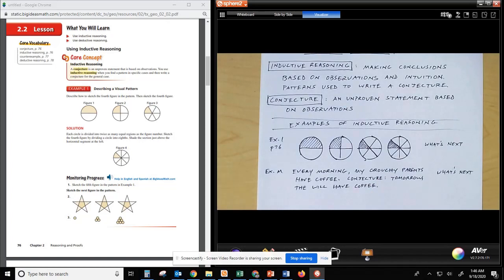Based on my observation that every morning my parents have coffee and they're grouchy, maybe there's an addiction at play here. Tomorrow, they will have coffee. It's not based on facts. There is no certain way to know that coffee will happen tomorrow, but that's my conjecture. And it seems likely to be true. This is a form of reasoning. I can reason that every morning my grouchy parents have coffee, so tomorrow they will have coffee again. The conjecture is that prediction, that unproven statement based on observations.